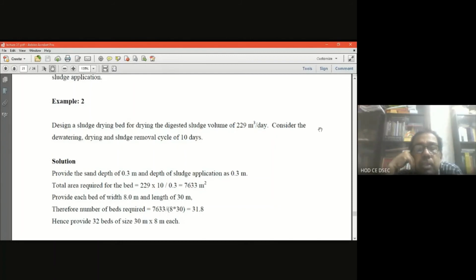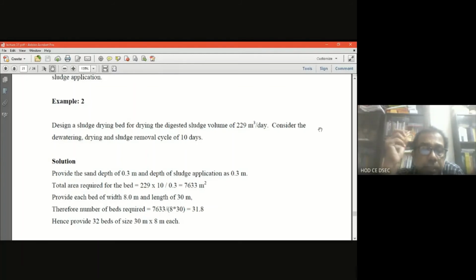Why have we done 229 into 10? Because the renewal cycle is 10 days. So 229 meter cube per day, you have to multiply with the 10 day renewal cycle. Then 2290 is the total volume of the digested sludge, divided by 0.3, the depth of the sludge. Then the area of the bed in square meter is found out as 7633.